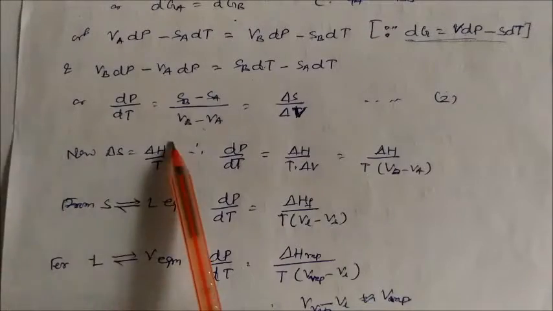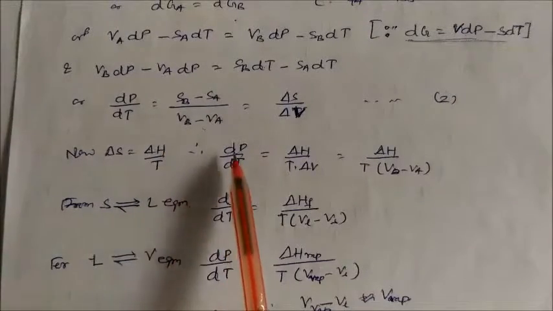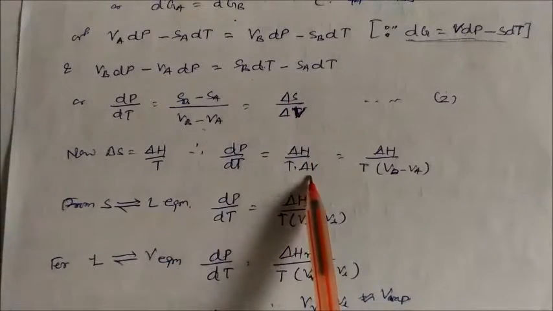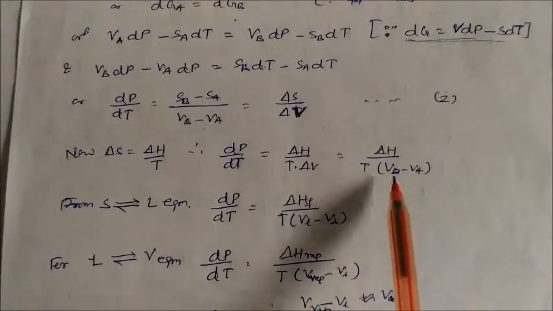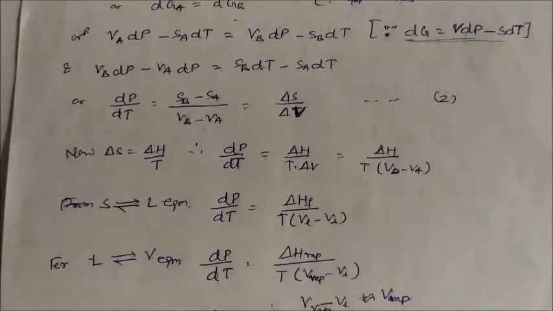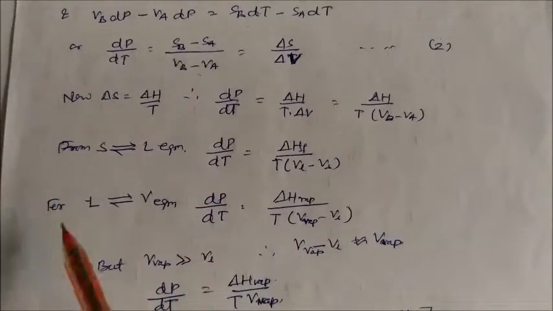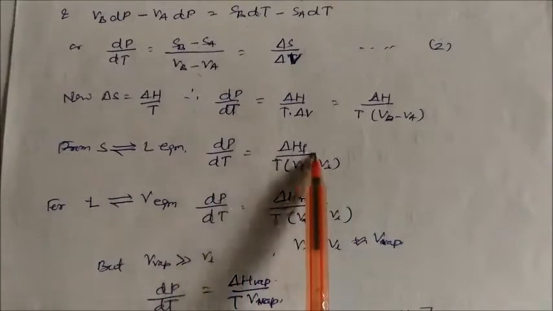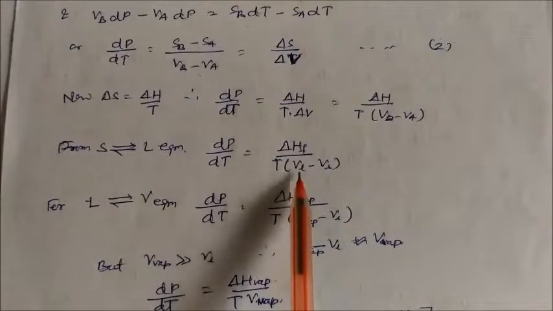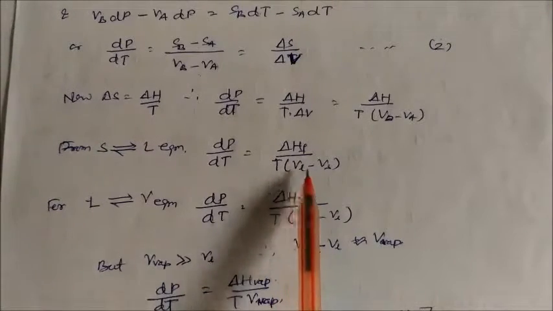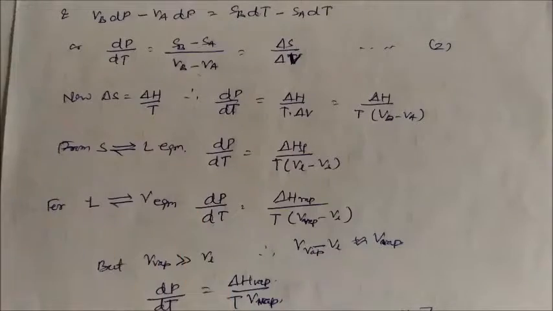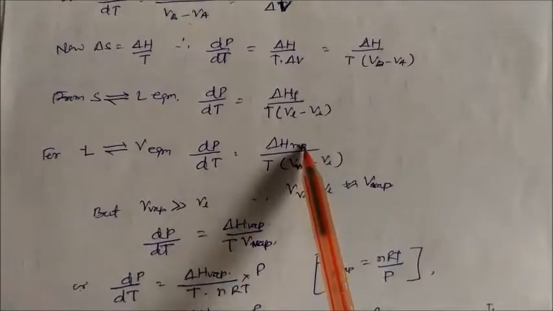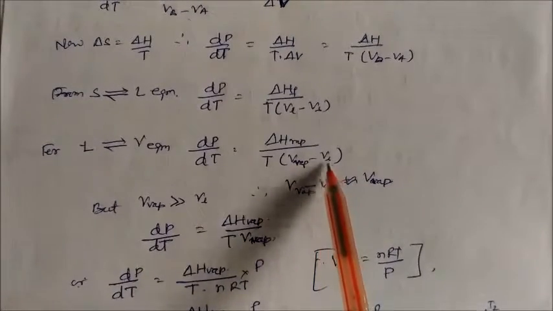Now delta S is equal to delta H by T, and therefore dP by dT will be delta H by T into delta V, so delta H by T times VB minus VA. Now when solid is converting to liquid at equilibrium, dP by dT will equal delta H of fusion, the heat of fusion, by T times the volume of the liquid minus the volume of the solid. Similarly, when it is converting from liquid to vapor at equilibrium, dP by dT can be written as the heat of evaporation by T, times the V of the vapor minus V of the liquid.